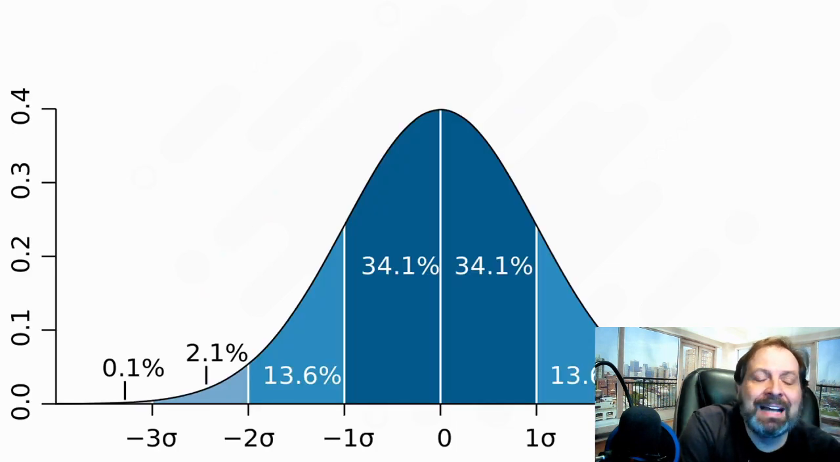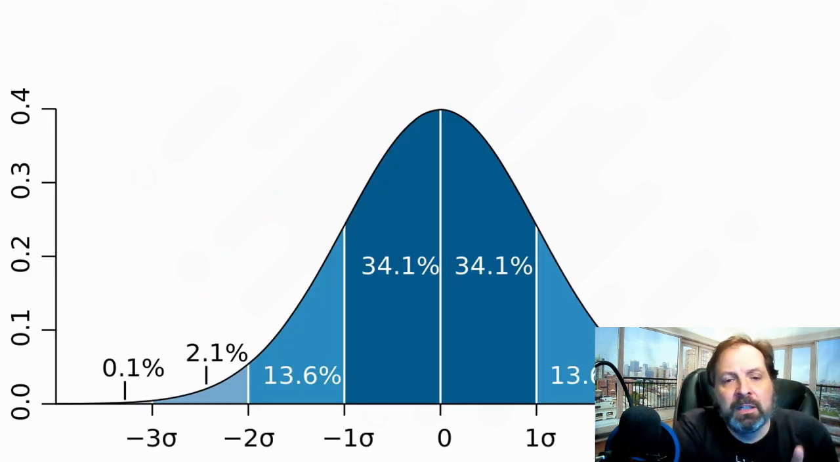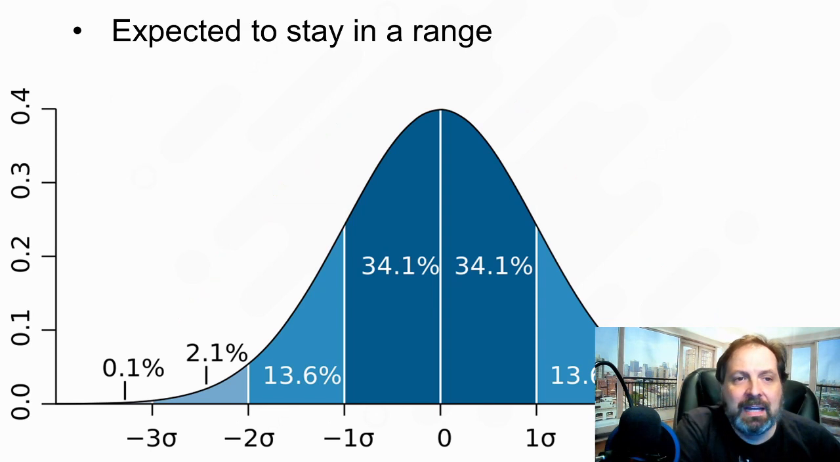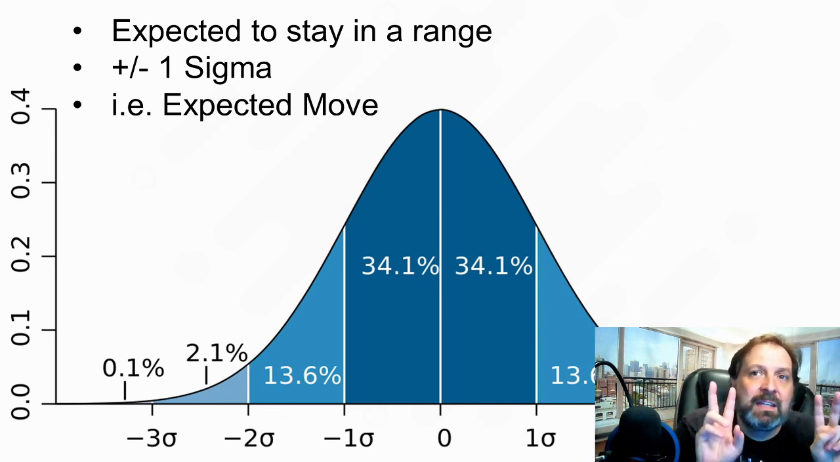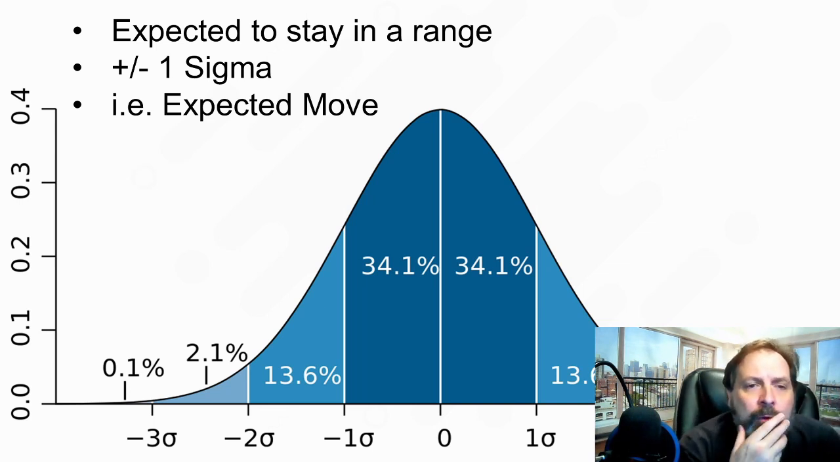So first of all, I like to look at a probability distribution curve. And what I want to say is that it's expected to stay within some range. And that range is defined as plus or minus 1 sigma or 1 standard deviation. And we call that the expected move. Now, your broker will put this in the table of all of your strikes. And for each expiration date, they'll tell you the expected move based on the probability distribution curve.